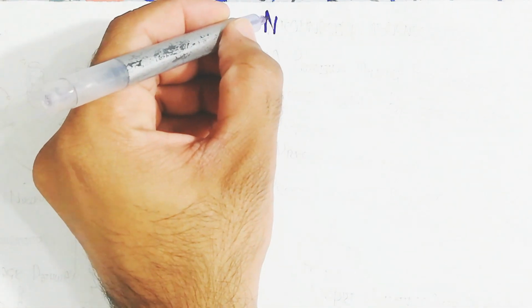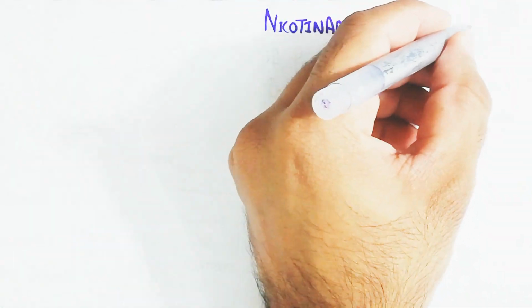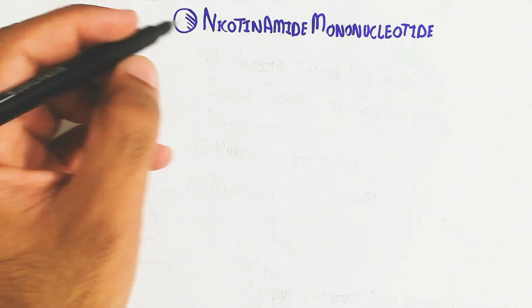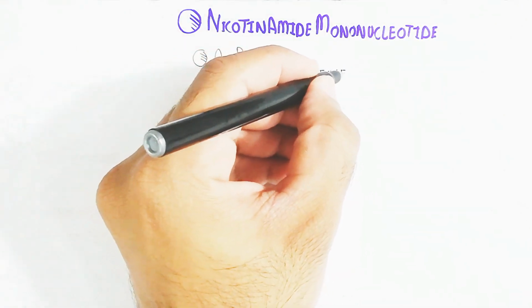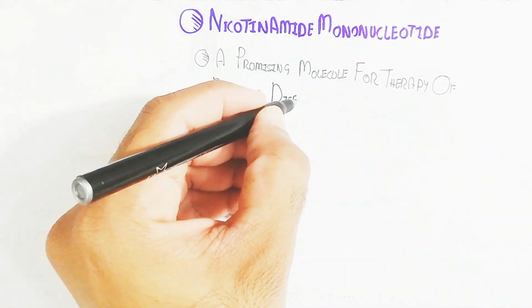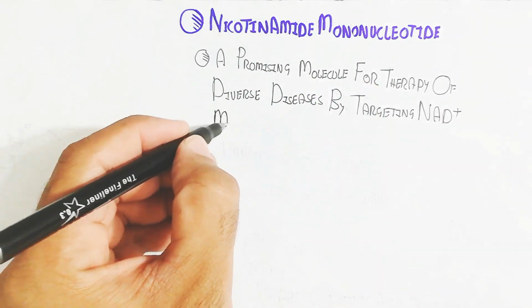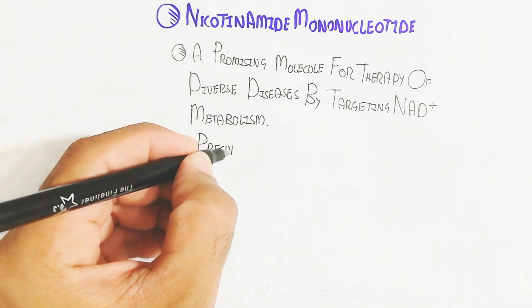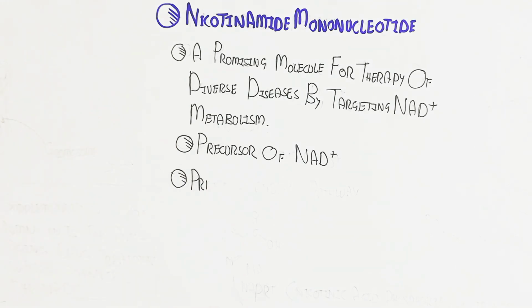Hello, in this video we will understand nicotinamide mononucleotide, its function, significance, as well as biochemistry. It is a promising molecule for therapy of diverse diseases by targeting NAD plus metabolism. Remember that NMN occurs naturally in fruit, but supplementation will make its efficacy high in our body. It is the precursor of NAD plus, which is nicotinamide adenine dinucleotide, and basically a precursor of NADPH.